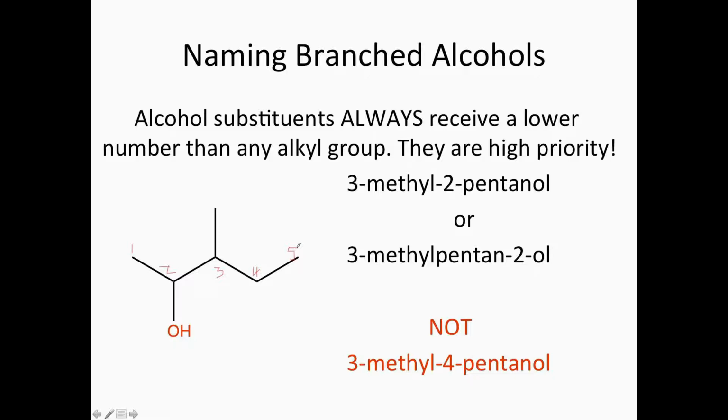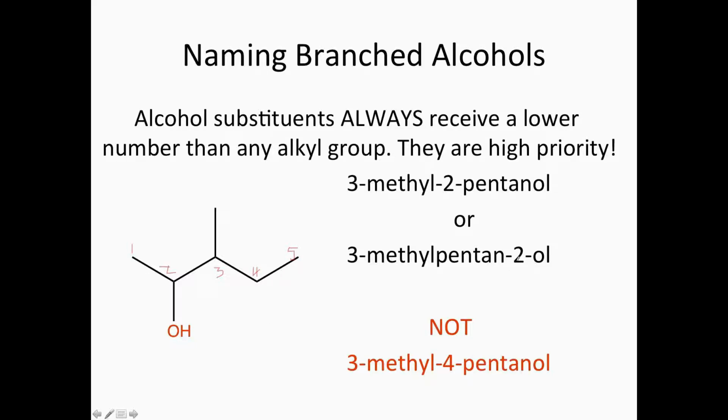from the alcohol. If the alcohol were instead closest to the right side, we would number it from the right side of the structure. Okay? So in this case, this is a 2-pentanol, and also coming off of position 3, we have a methyl group up here, which means the name of this compound is 3-methyl-2-pentanol, or alternatively 3-methyl-pentane-2-ol. It cannot be 3-methyl-4-pentanol, though, because that would be numbering from the right side, which we can't do.